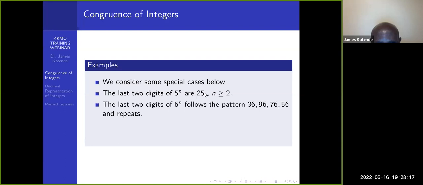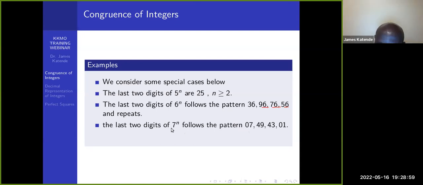The last 2 digits of 6 raised to n will follow this pattern: 36, 96, 76, 56, and repeat again. So this would be for 6 squared; 6 cubed will have 96, 6 to the power 4 will have 76 as the last 2 digits, and 6 raised to 5 will have 56. Now 6 raised to 6 will take you back to 36 again, and so on. The last 2 digits will continue in that pattern as you go through the powers of 6.